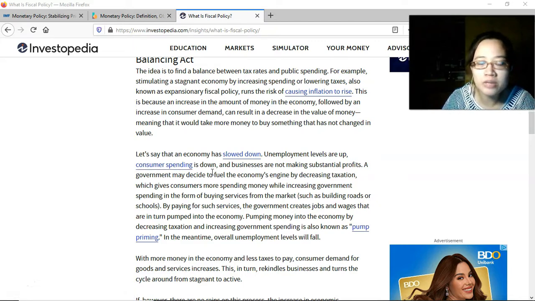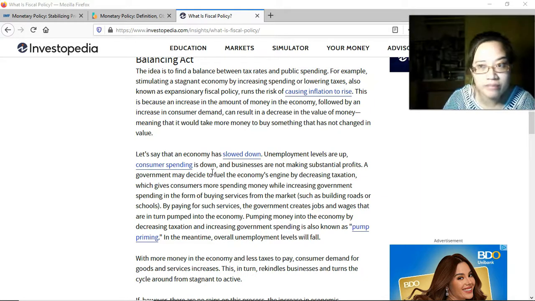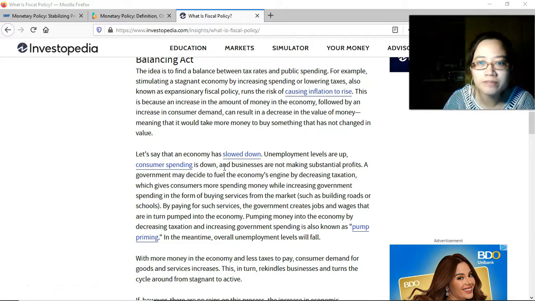Consumer spending is down because many people have lost their jobs, so they don't have a source of money, so they're not spending. Essentially because they don't have money to spend, right? Businesses are not making substantial profits because of the lockdowns. People are also not spending their money.